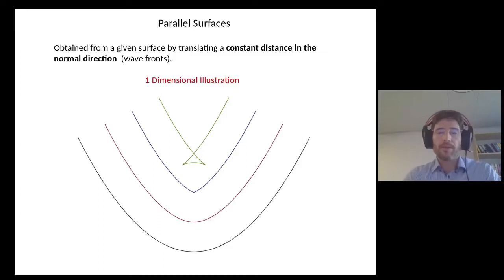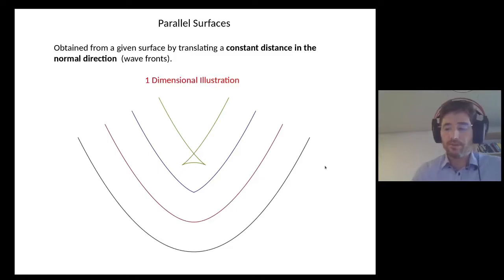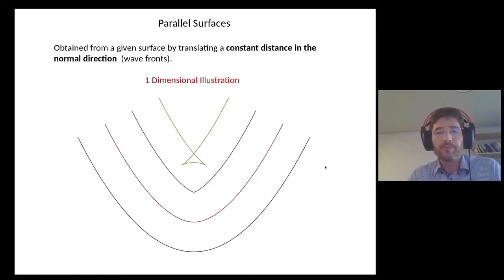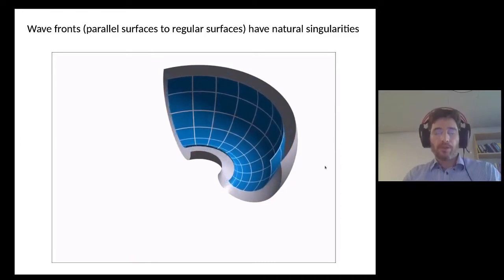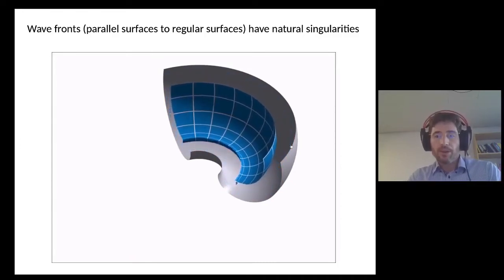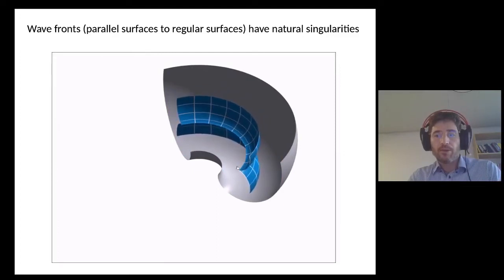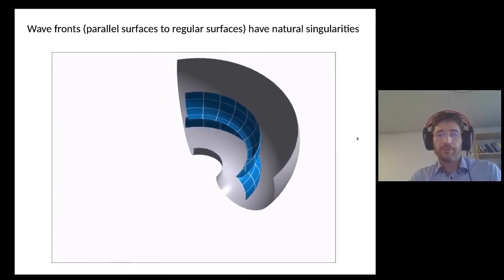Another natural example is parallel surfaces. Here I'm giving the example of parallel curves to a curve. So here I have a curve which is regular, then I move a fixed distance in the normal direction to the curve. I get another regular curve. If I keep doing that, eventually I get to a point where it's not regular, and if I keep going, then I get two cusp points on the curves further on. You get a similar situation for surfaces. So this is a parallel surface to a regular surface, and here at some point we developed this cuspidal edge singularity.